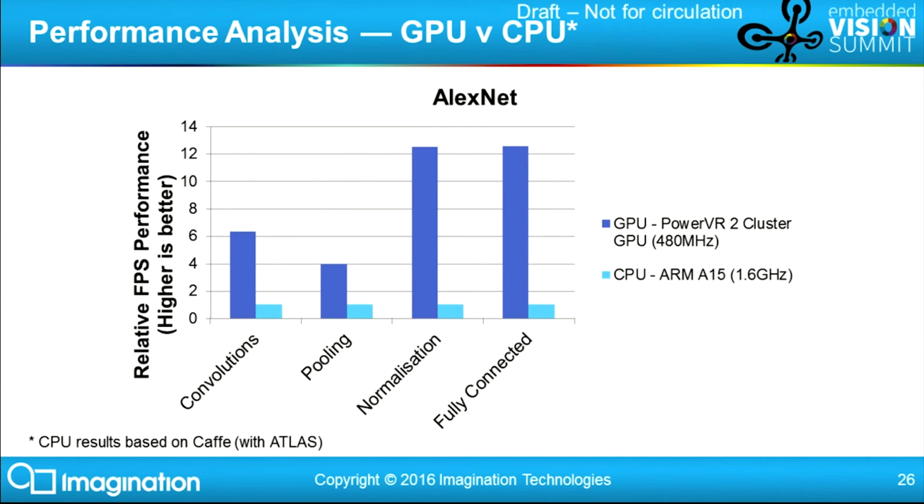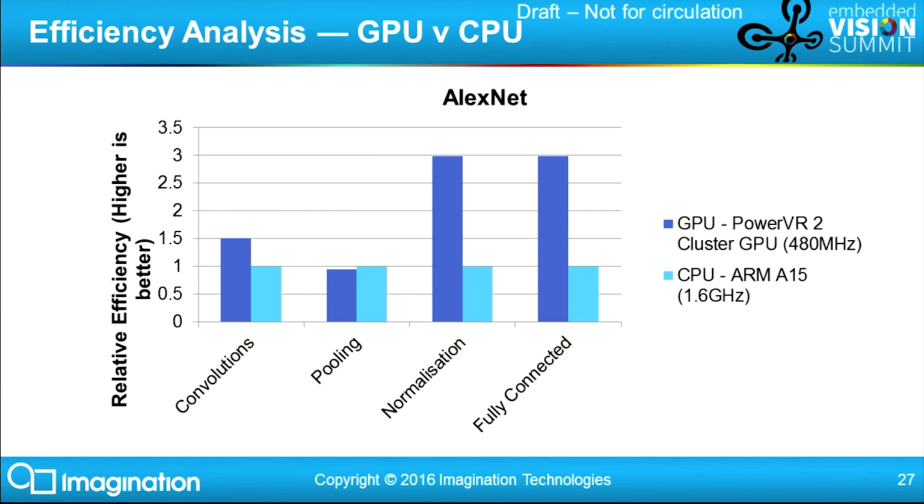And what we can also do is compare the performance of a PowerVR mobile GPU. So here the GPU is running at 480 megahertz compared to a CPU running at 1.6 gigahertz, so significantly slower. It's a single thread running on the GPU. And what we can see is somewhere between 4 and 12x more performance available from the GPU than the CPU.